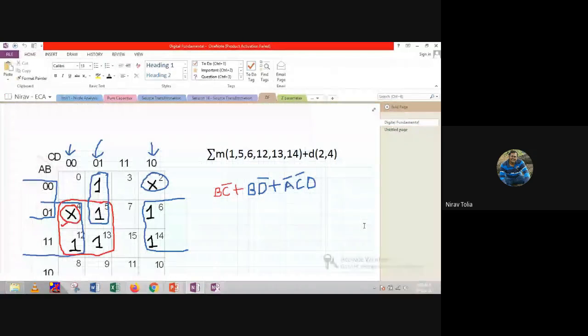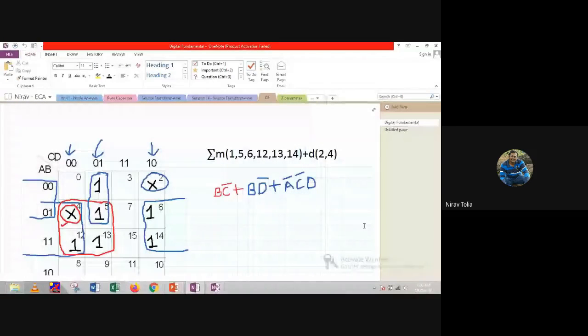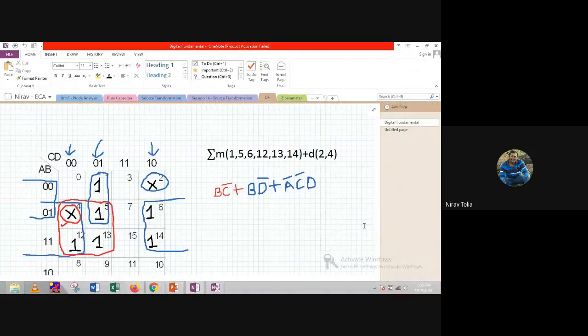In this example, we again solved a four-variable K-map, but in this we have a don't care condition. So what is the don't care condition, and how do we solve an example with a don't care condition? We saw that in the last session. We solved the example of POS also, and we solved the example of SOP.